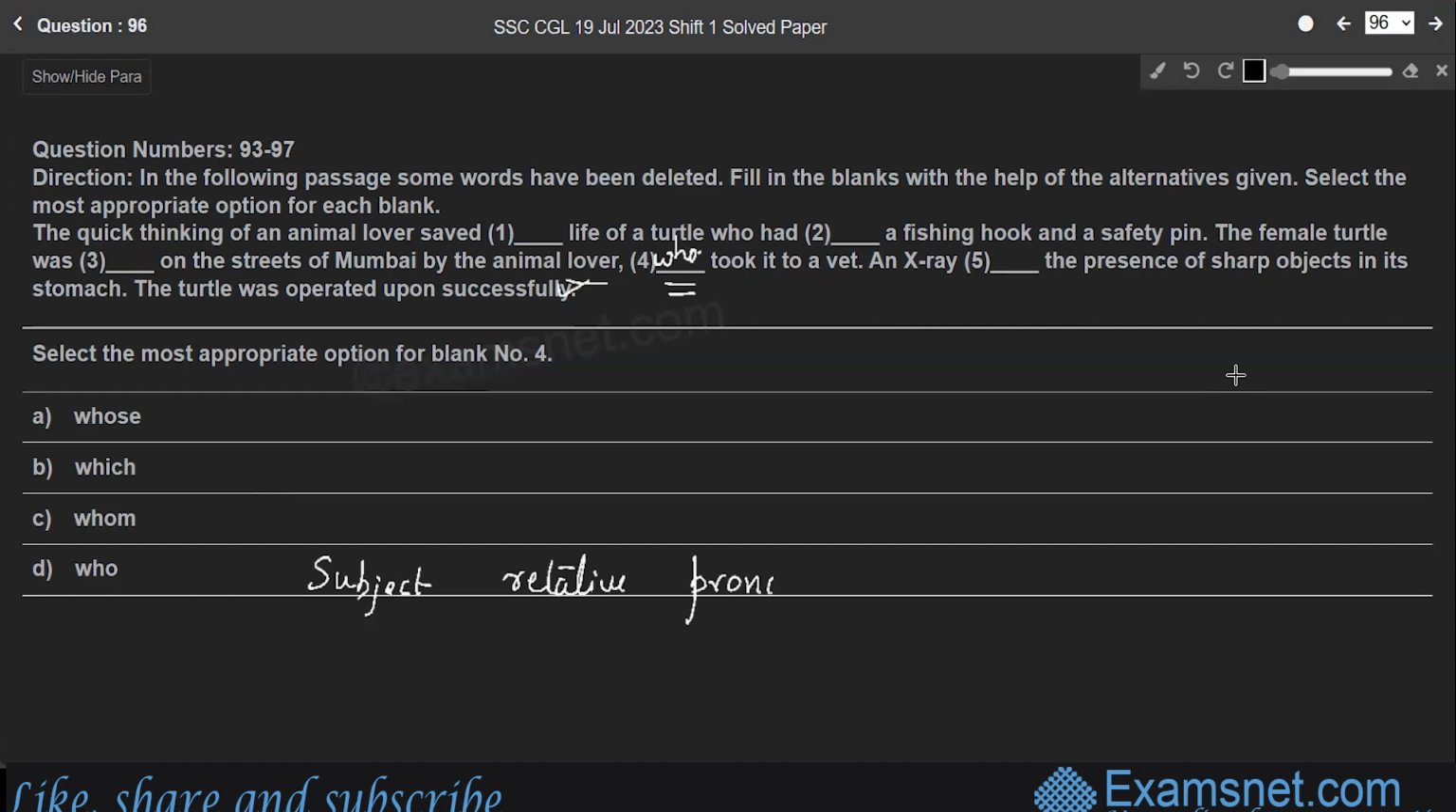Subject relative pronoun. Right? So who is animal lover who took it to a vet? Option D is the right answer. Moving further, question 97.